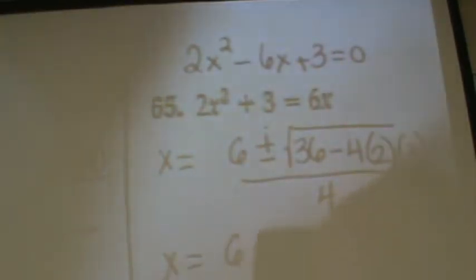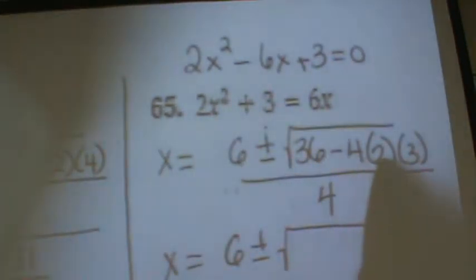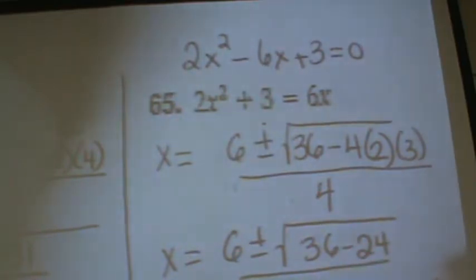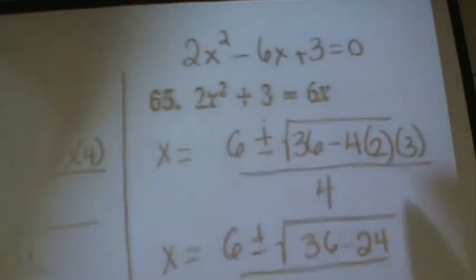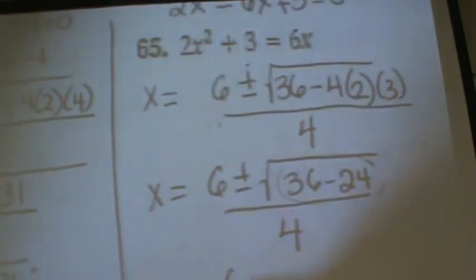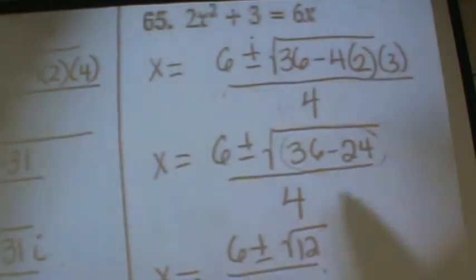So let's clean this up. We have 36 minus 8 times 3 is 24. So this one, this is going to go to 12. This is not a negative. So we don't have the i in this one. So these are two real solutions.